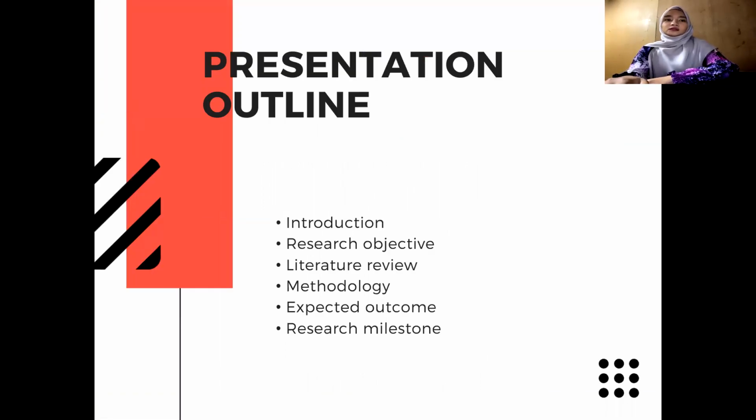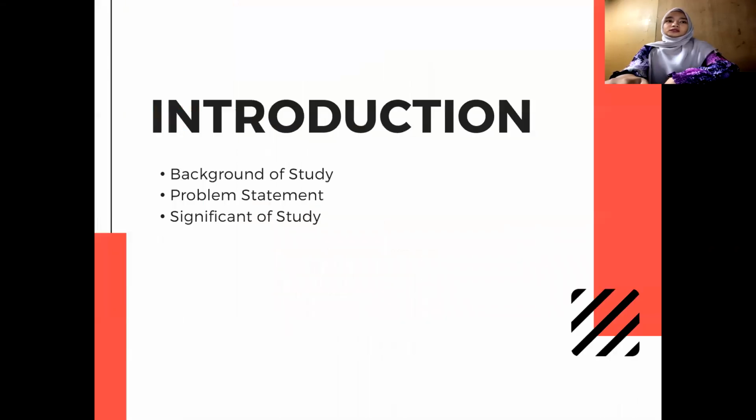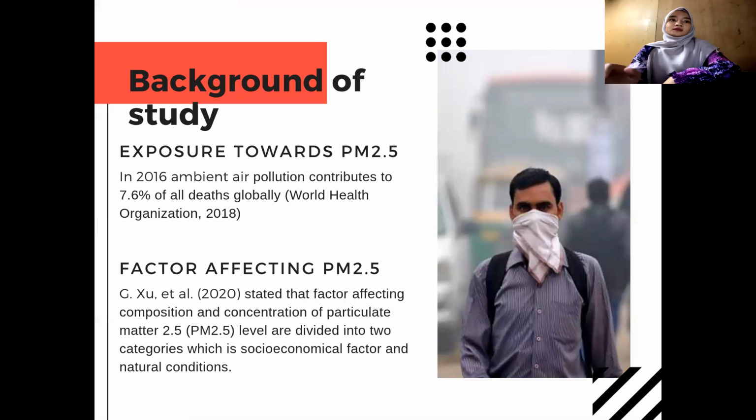This is my presentation outline. I will brief through the introduction, research objective, literature review, methodology, expected outcome, and also the Gantt chart. For the introduction, I will brief about the background of the study, problem statement, and significance of study. First, the background of the study is about exposure to particulate matter 2.5. In 2006, ambient air pollution contributed to 7.6% of all deaths globally, according to the World Health Organization.